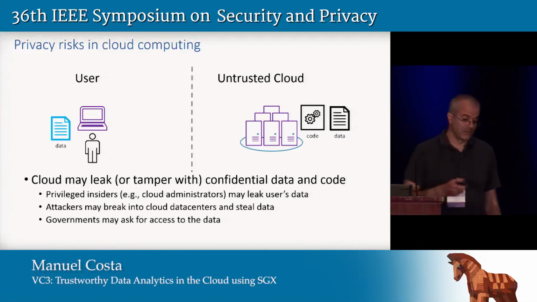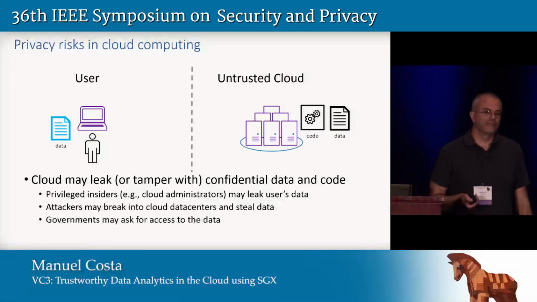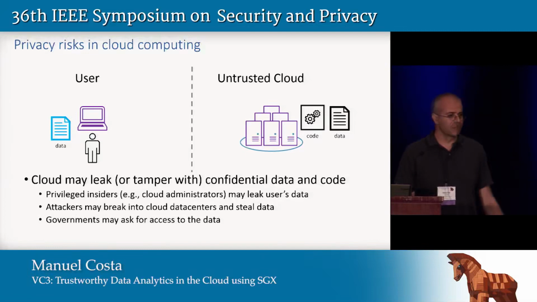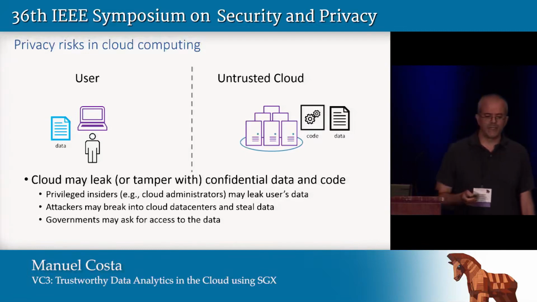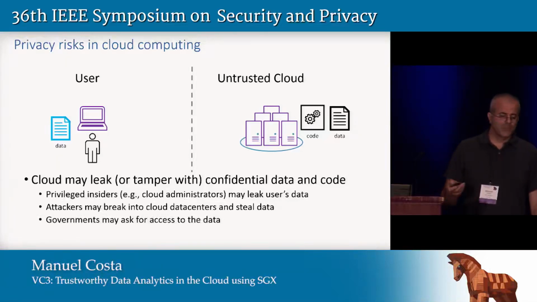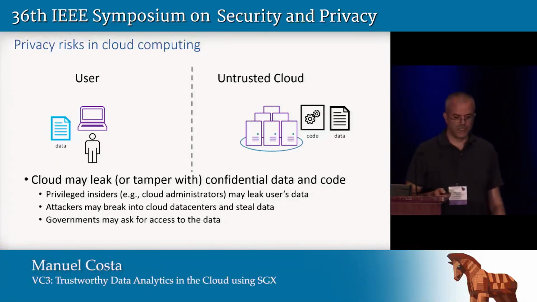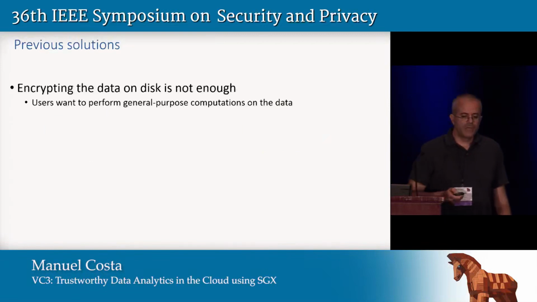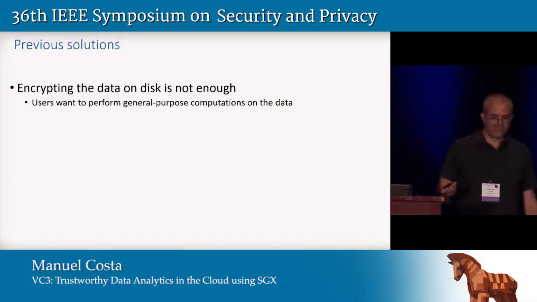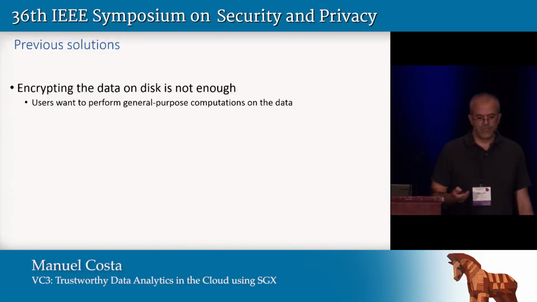Well, lots of things. The cloud may leak confidential data and code, it may tamper with the code and the data. For instance, privileged cloud operators may leak the data. Intruders in the data centers may also leak the data, and we know that governments may ask for access to the data. So encrypting data on disk is obviously not enough for this because users want to perform general purpose computations on the data.